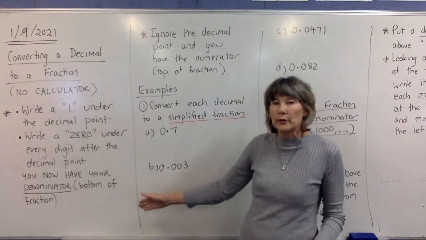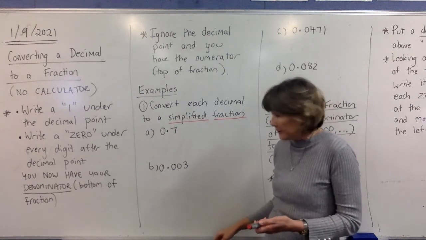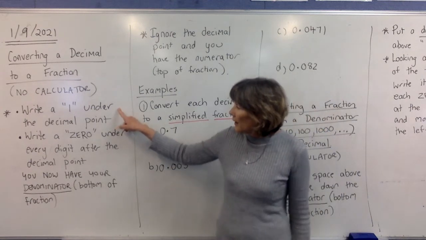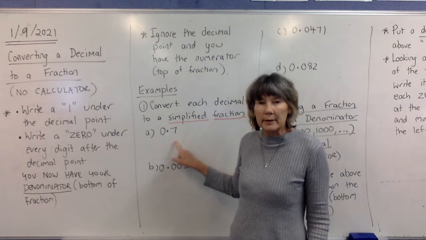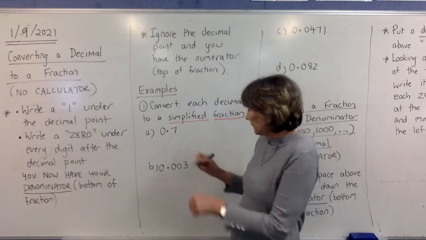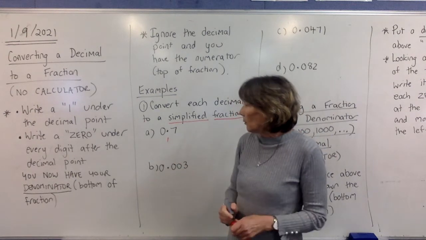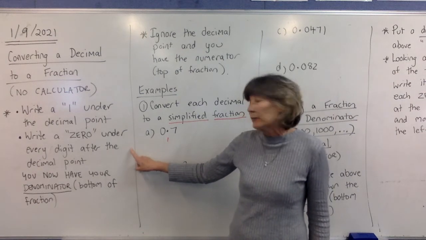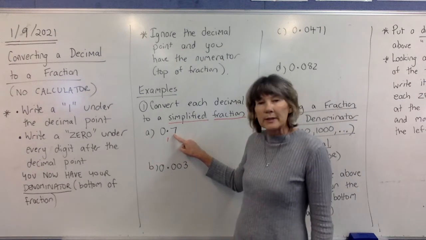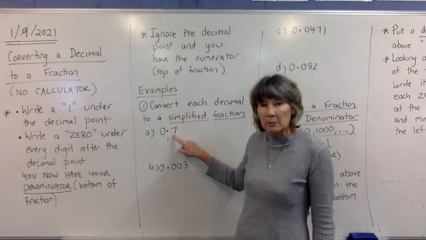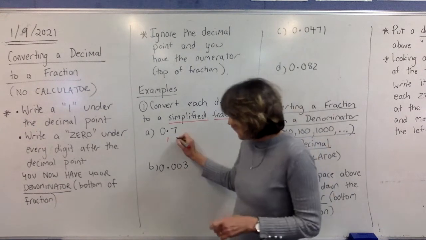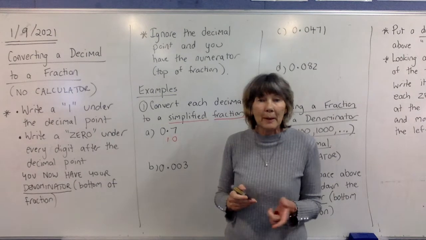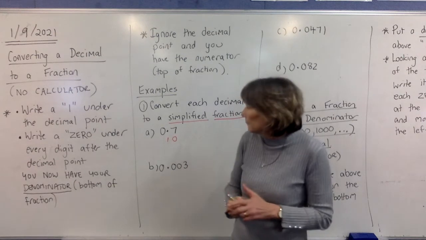I'm going to follow through each step just with the questions here. So we've said write a 1 under the decimal point. So here's our decimal. I'm going to write a 1 underneath the decimal point. Then write a 0 under every digit after the decimal point. Well, this is the only digit we have after the decimal point. So we're going to put a 0 under that. Just use your red pen to do it so you can see what you're doing.